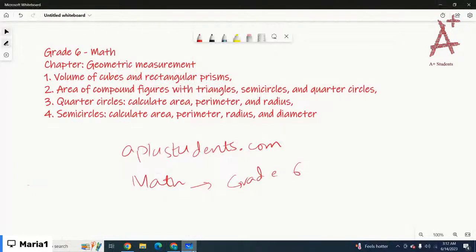We're going to start with the chapter geometric measurement. The lessons we're going to cover today are volume of cubes and rectangular prisms, area of compound figures with triangles, semicircles, and quarter circles, then quarter circles calculate area, perimeter, and radius, and semicircles calculate area, perimeter, radius, and diameter. So let's start with the first lesson.